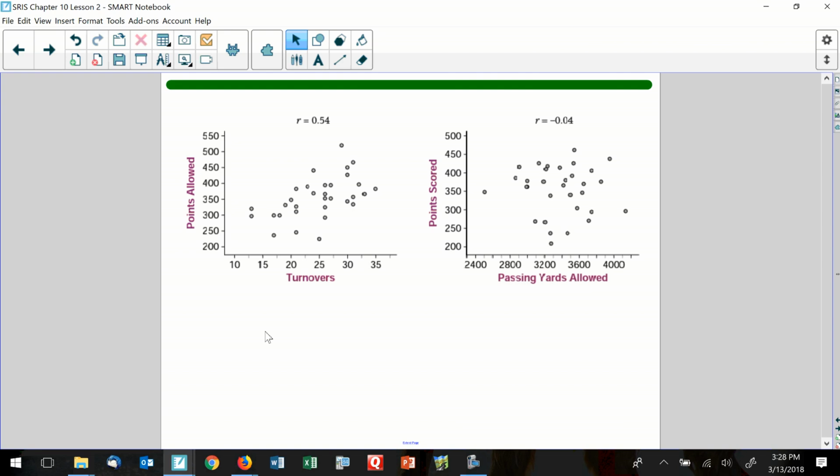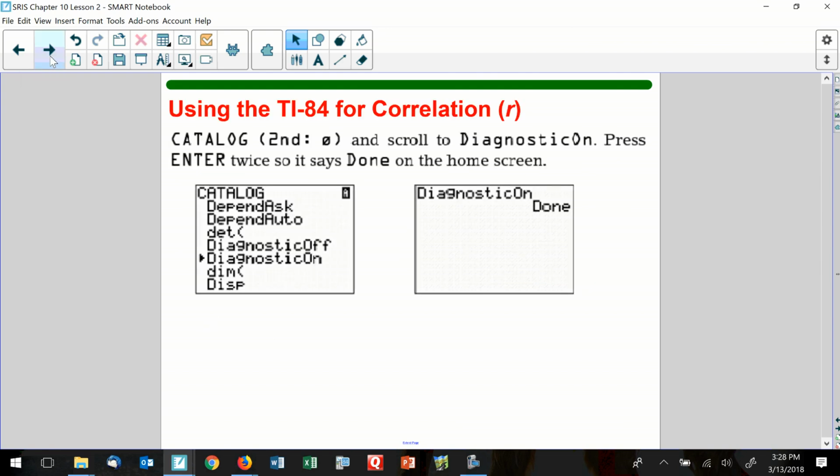It's supposed to measure how close data is to a line. And so we move on. How do we find that number? First of all, there's something on your calculator we're going to have to change, a one-time thing to make sure correlation shows up on your calculator. And here's how you do it.